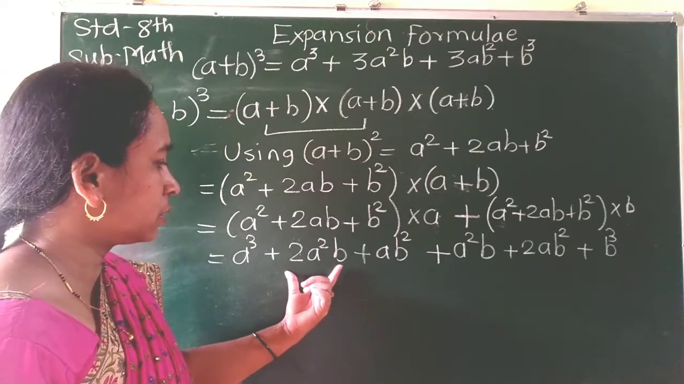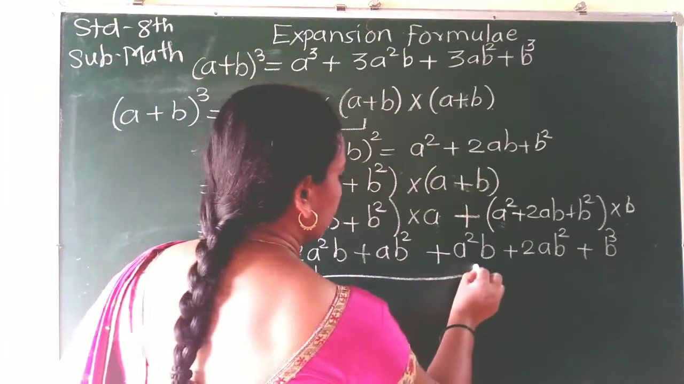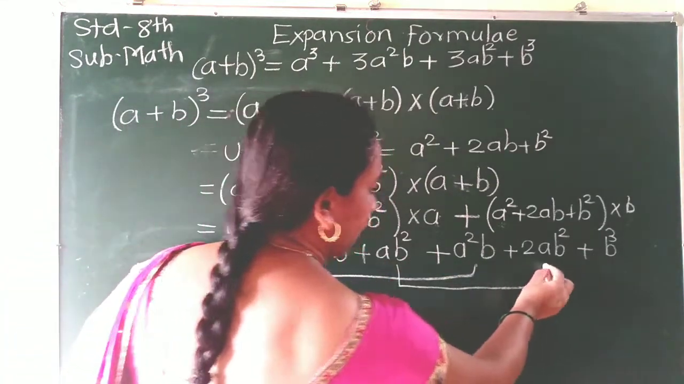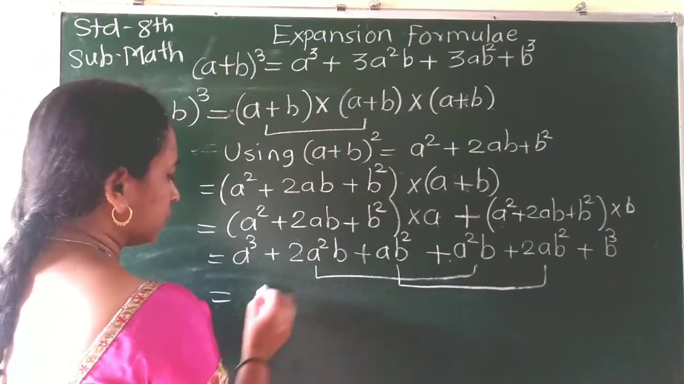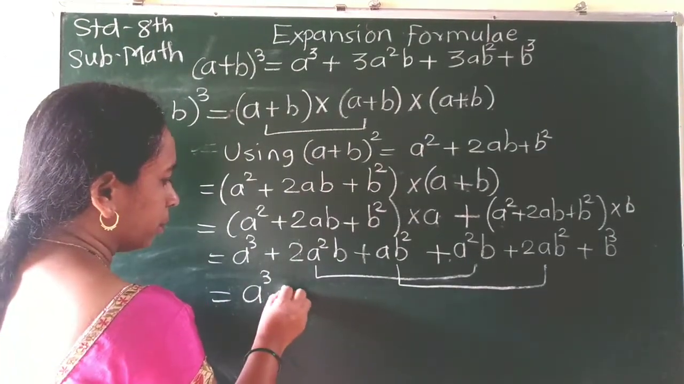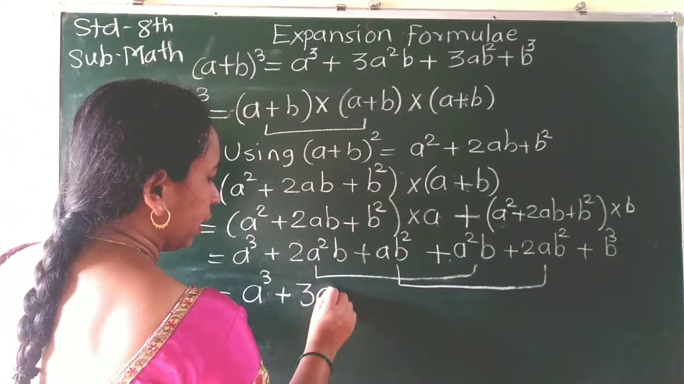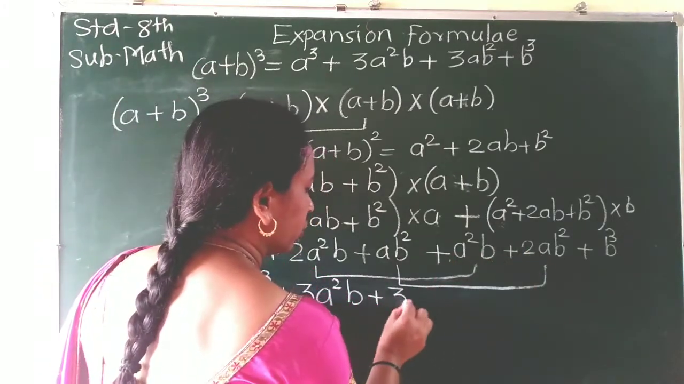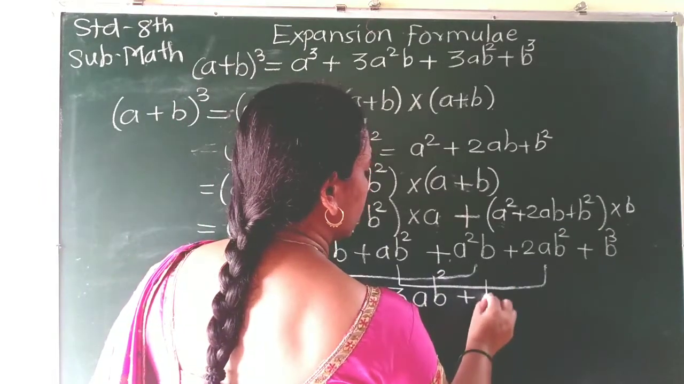These terms a square b and this one are like terms, and a b square and this would be like terms. So I can add them. So we can add these like terms. I'll get a cube plus (2 plus 1) 3a square b, plus if I add this, I'll get 3ab square, and then b cube.